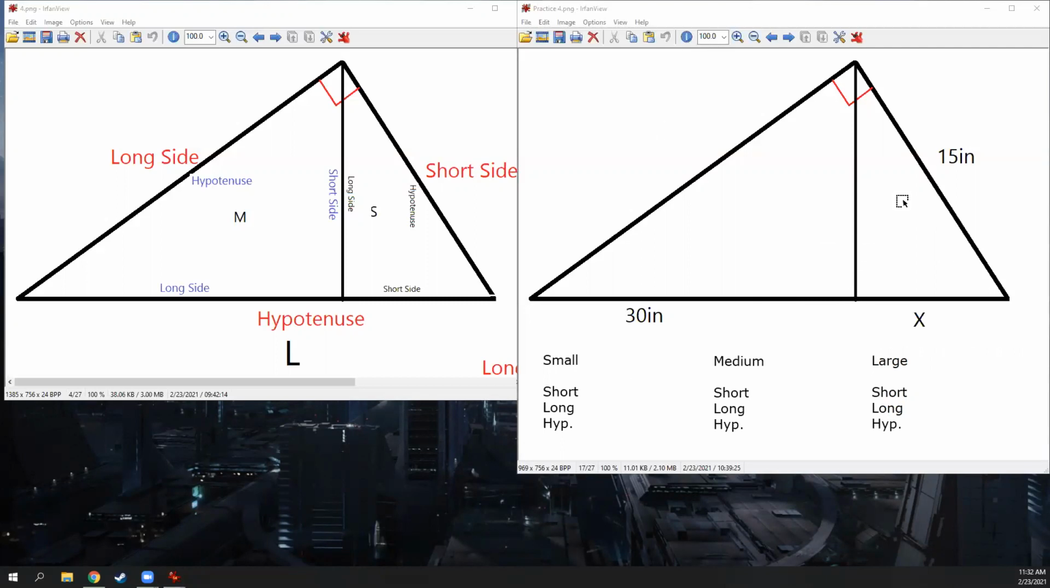So, small triangle, start plugging them in, right? We have a short side, we have an x. And then we don't have a long side, right? Nothing there. But we do have a hypotenuse, it's 15. Cool. Well, the medium triangle, we have the medium triangle's long side.